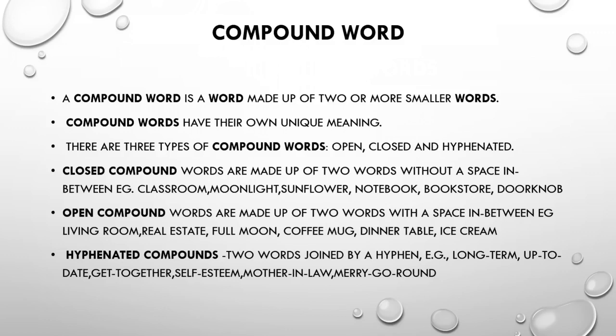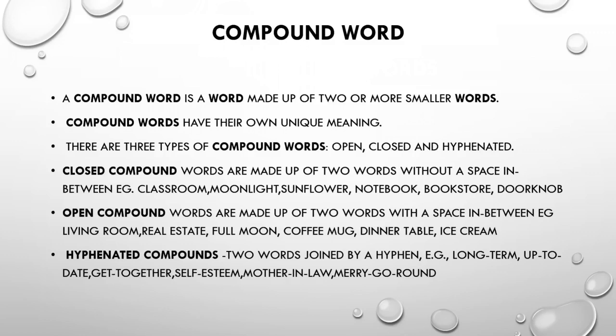One of the example words is long-term. You use a hyphen between long and term. Then up-to-date. It consists of three words: up, to, and date. So you put a hyphen between up and to, and another hyphen between to and date. Then you have the word get-together. After the get you put a hyphen and write the word together. So get-together is taken as a single word.